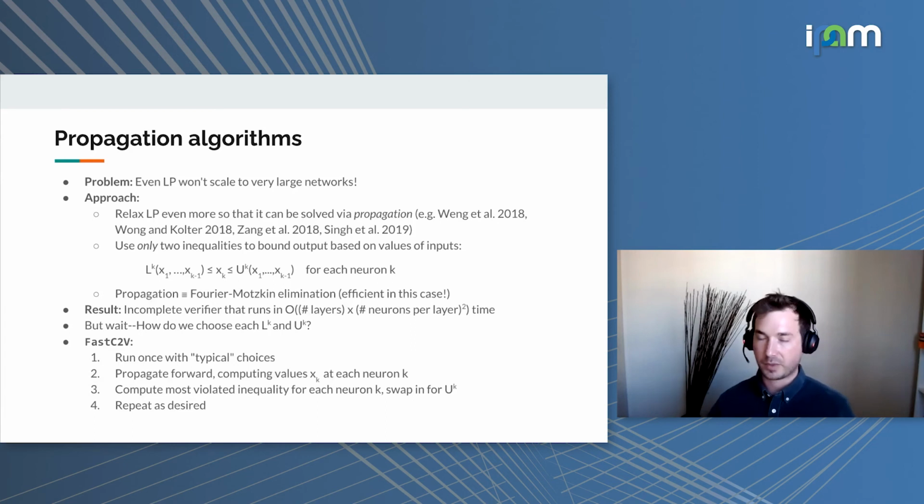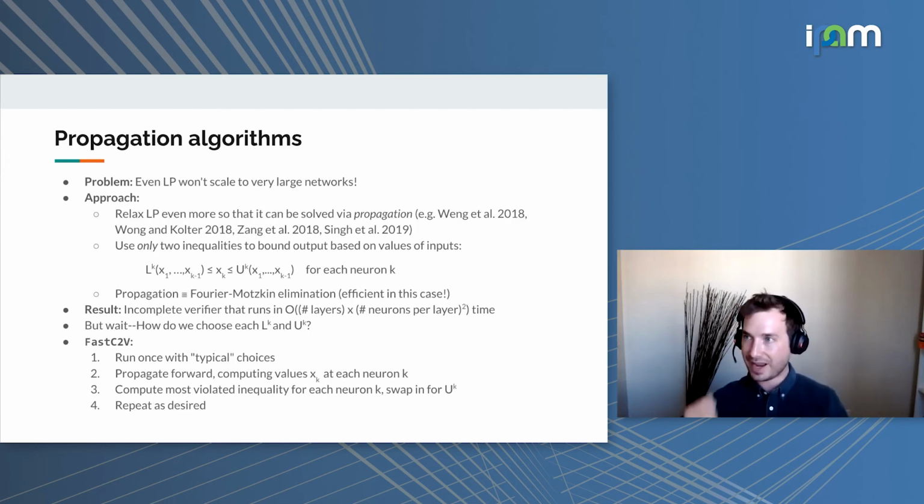So we can borrow ideas from the literature and try to run what's called a propagation algorithm. There's been a series of papers over the past couple of years looking at these types of approaches. I'm going to take an OR-type spin on it. The idea essentially is that you take your LP relaxation and you relax it even further.